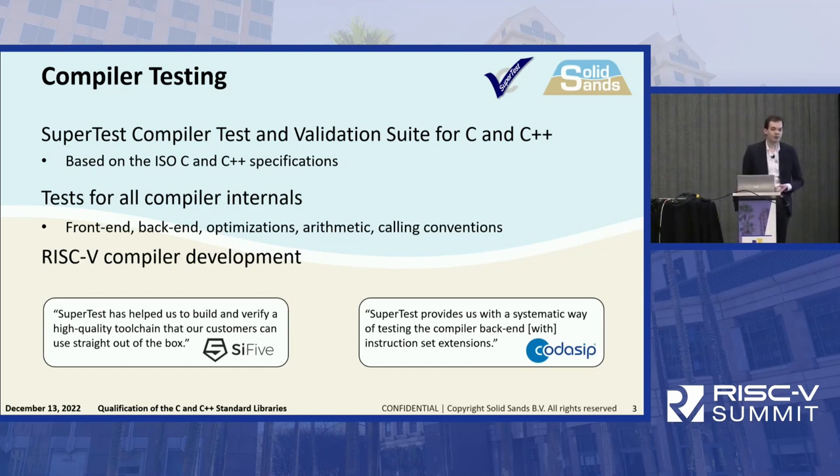Within RISC-V, this is actually very relevant because RISC-V is a relatively young architecture. Compiler development is still happening a lot here. And RISC-V also allows for instruction set extensions that the compilers need to take into account. That is why, for example, SiFive uses SuperTest to make sure their toolchain is of the highest possible quality. And also CodaZip uses SuperTest to verify their compiler backends with instruction set extensions.